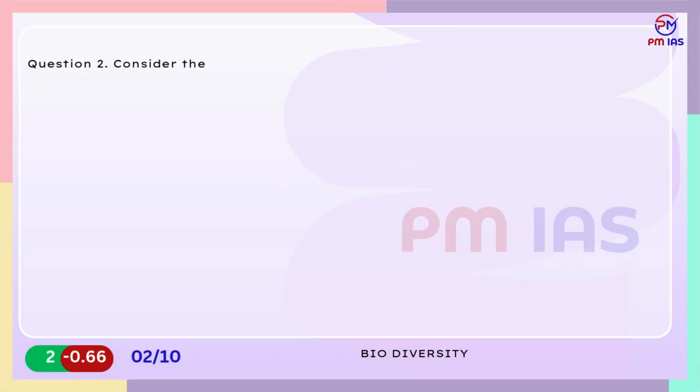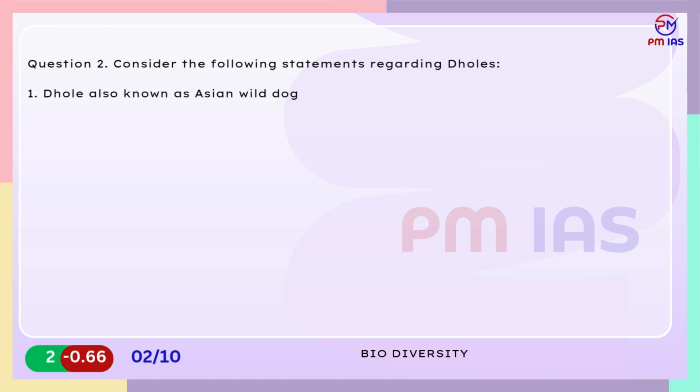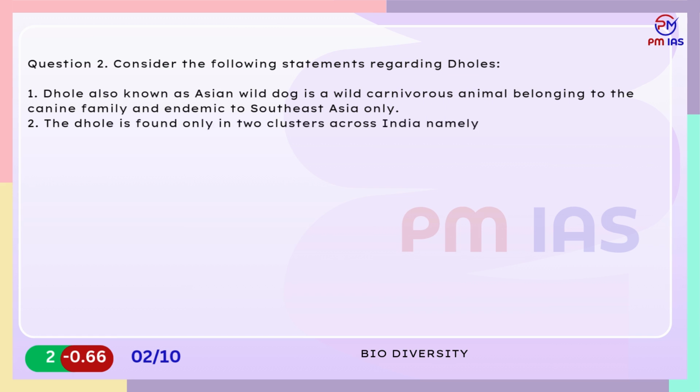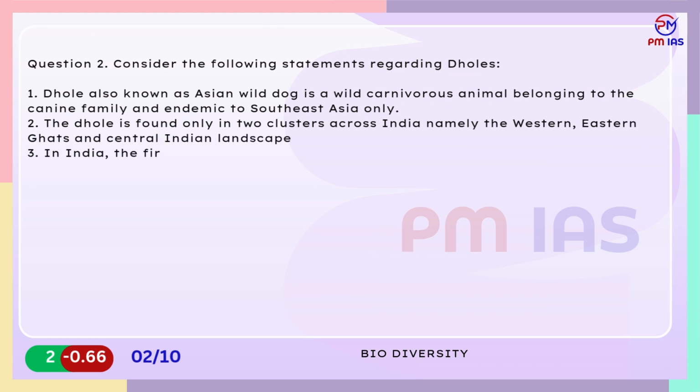Question 2. Consider the following statements regarding dholes. 1. Dhole, also known as Asian wild dog, is a wild carnivorous animal belonging to the canine family and endemic to Southeast Asia only. 2. The dhole is found only in 2 clusters across India, namely the Western, Eastern Ghats and central Indian landscape. 3. In India, the first conservation breeding center for dhole was built at the Indira Gandhi Zoological Park in 2014.